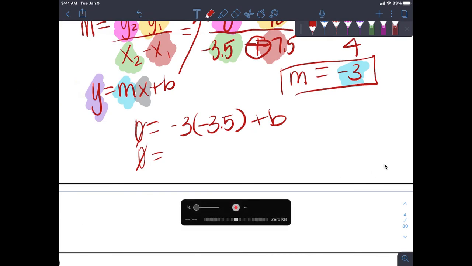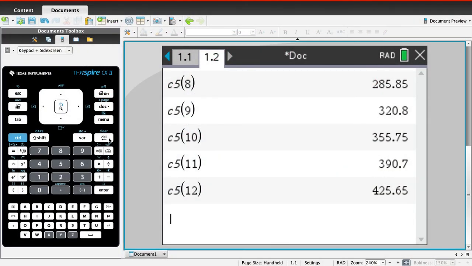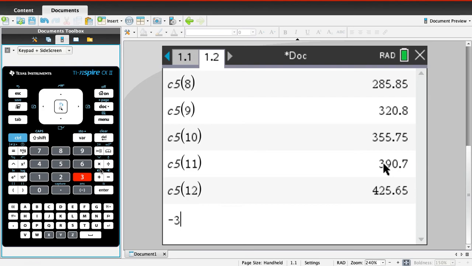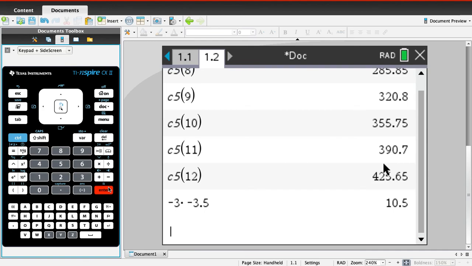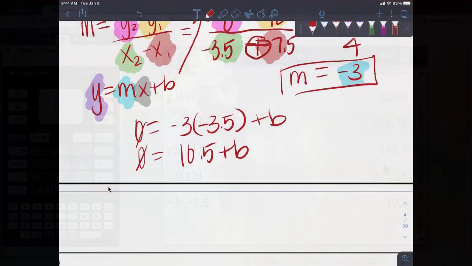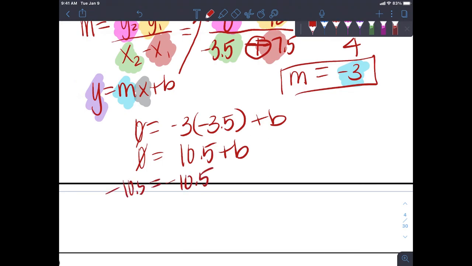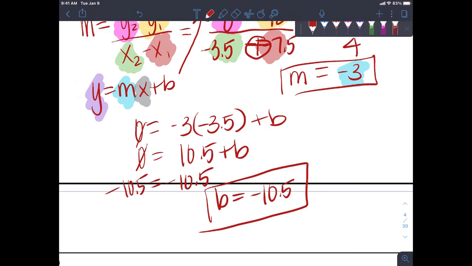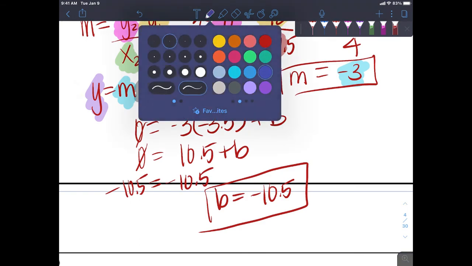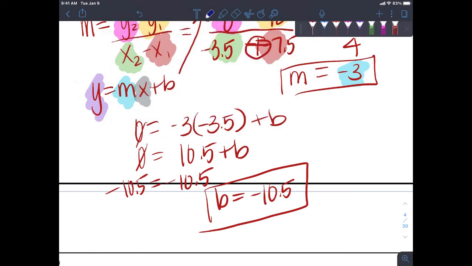I'm going to pull up my calculator here. I just needed a little help just to make sure that I'm going to multiply this correctly. And I get positive 10.5 plus b. So now I'm going to move that 10.5. And I end up with the value of b equals negative 10.5. Whenever I pair that information that I just got with my slope, I then have my complete equation.